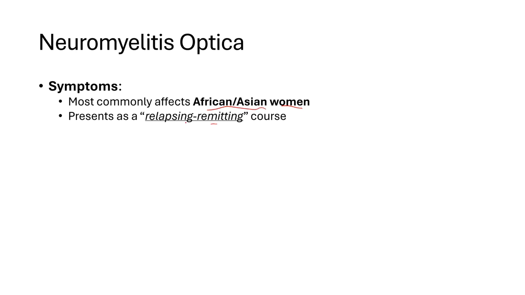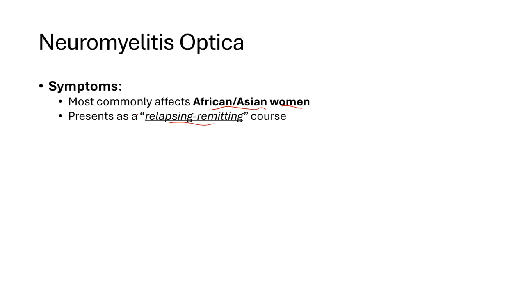Now, furthermore, since NMO is an autoimmune disease, this is going to be more commonly seen in women, more specifically African or Asian women. This typically presents as a relapsing or remitting course, meaning that this course comes and goes throughout an individual's life. This is very similar in presentation to multiple sclerosis. You should note that for board exam purposes, NMO and multiple sclerosis are commonly tested against one another because they are commonly misdiagnosed since they present so similarly. So let's go over the presentation of NMO, and then we'll compare this to multiple sclerosis in the upcoming slides.